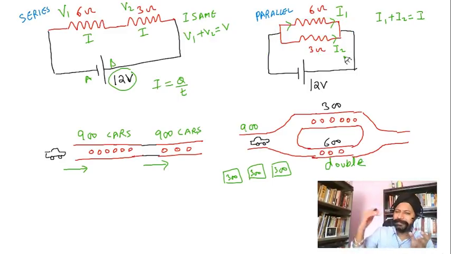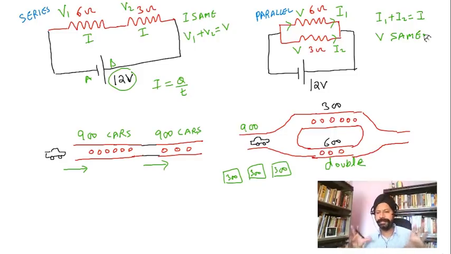So either of these paths is going to make sure that 1 coulomb of charge spends 12 joules of energy. So both of them will have the same potential V and V, which is equal to 12 volts. So potential is the same in a parallel circuit. So this is in a nutshell how you analyze the circuits.